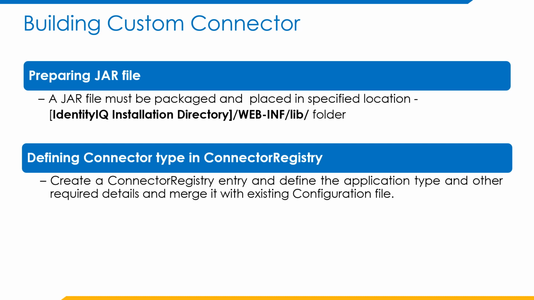Here we will create an XML file consisting of the details pertaining to our custom connector. Once we import this XML file into IdentityIQ, it will be merged with the existing connector registry file in the IdentityIQ database, allowing IdentityIQ to create a new entry in the list of connectors. Alternatively, the connector registry could be manually edited through the debug page.